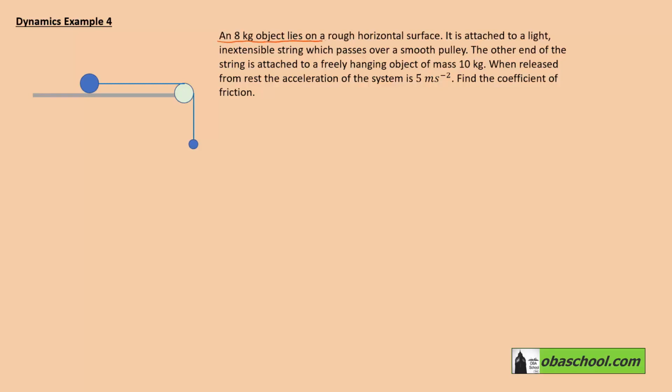An 8 kilogram object lies on a rough horizontal surface. It is attached to a light, inextensible string which passes over a smooth pulley. The other end of the string is attached to a freely hanging object of mass 10 kilograms. When released from rest, the acceleration of the system is 5 meters per second squared. Find the coefficient of friction.